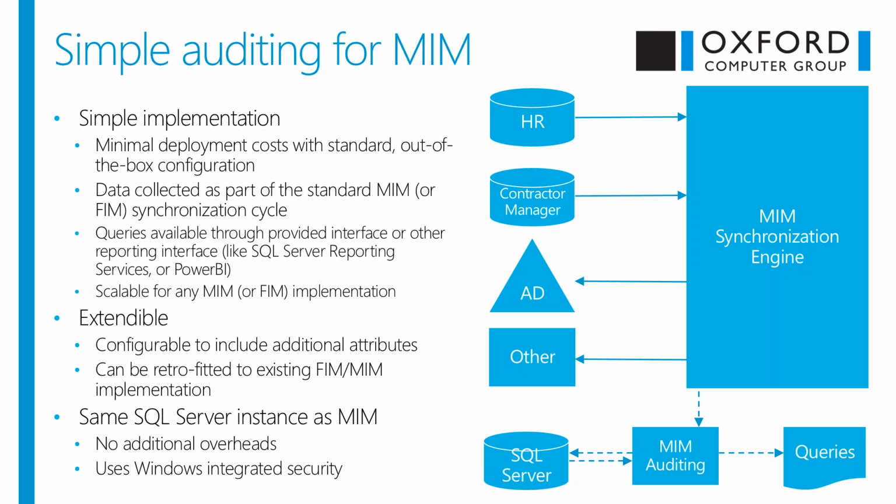What the audit logger does is to identify that changes have happened, and store those changes, just for the attributes of interest, to another table in SQL Server, and we can query on that as we see fit.